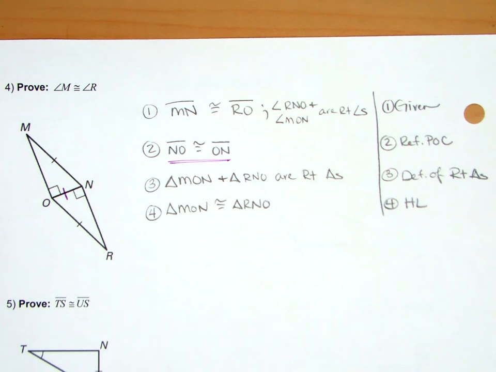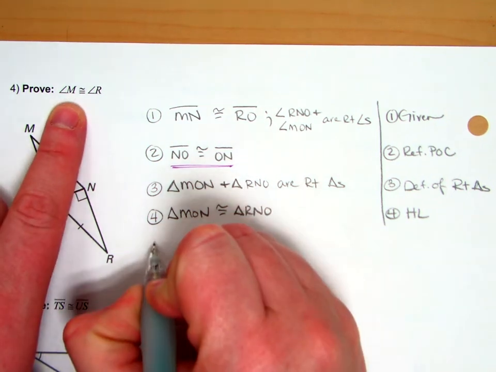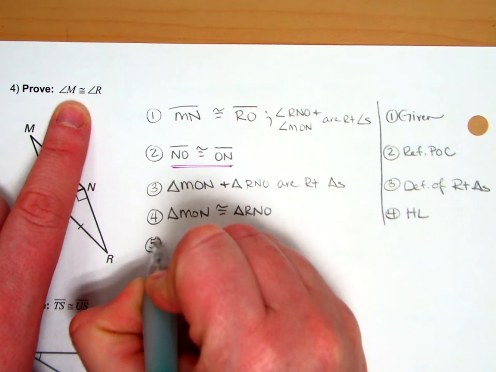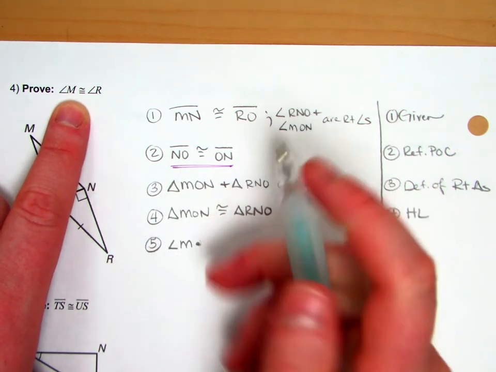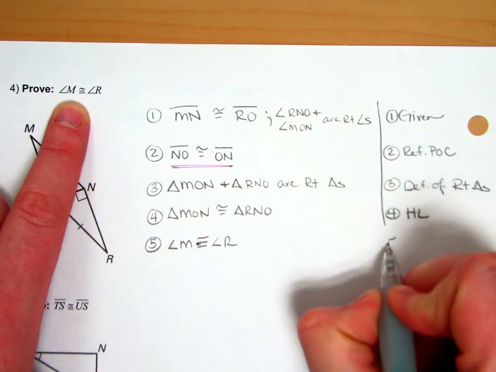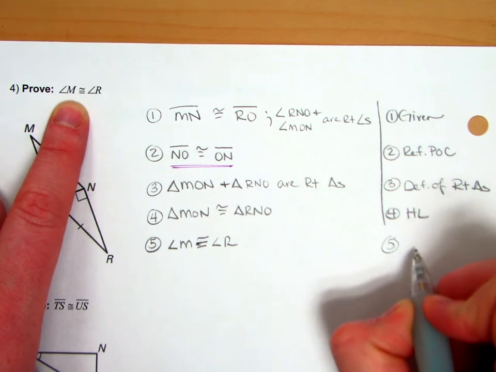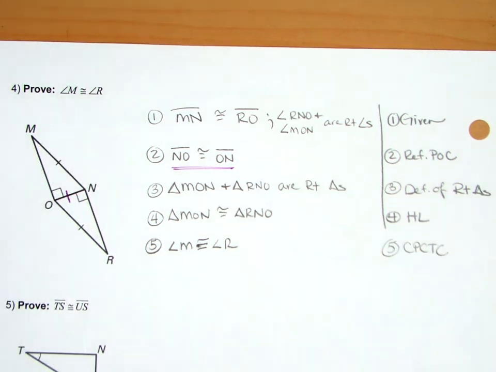Since my triangles are congruent, every corresponding part of those two congruent triangles are congruent. So now I can state that angle M and angle R are congruent. And that reasoning from 4.7 is CPCTC, or corresponding parts of congruent triangles are congruent.